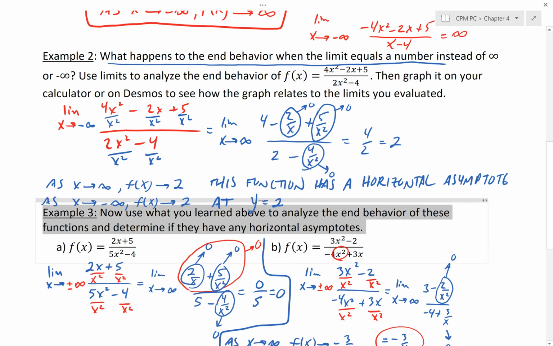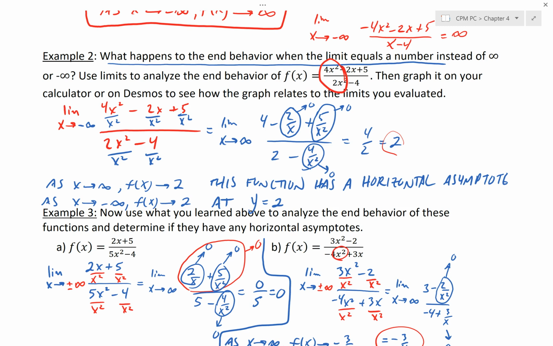Okay? All right, in the second example, the degrees were the same, and what ended up happening? There was a horizontal asymptote, and do you recognize a pattern of the number that we got? Look at the original function. How could we have gotten the 2 more quickly? Yeah, just look at the highest powered term in the top divided by the highest powered term in the bottom. 4x squared divided by 2x squared is just 2.